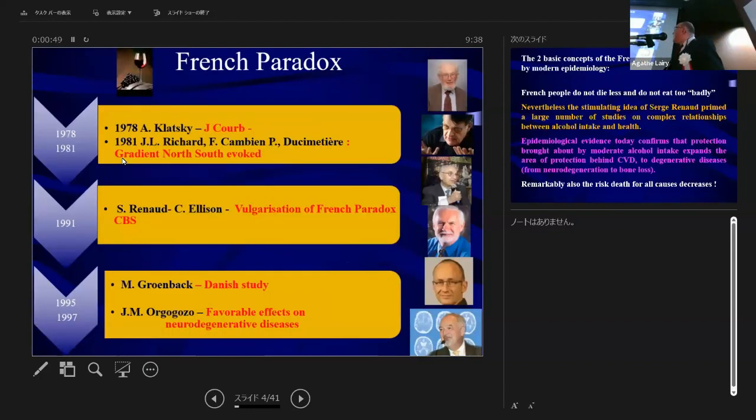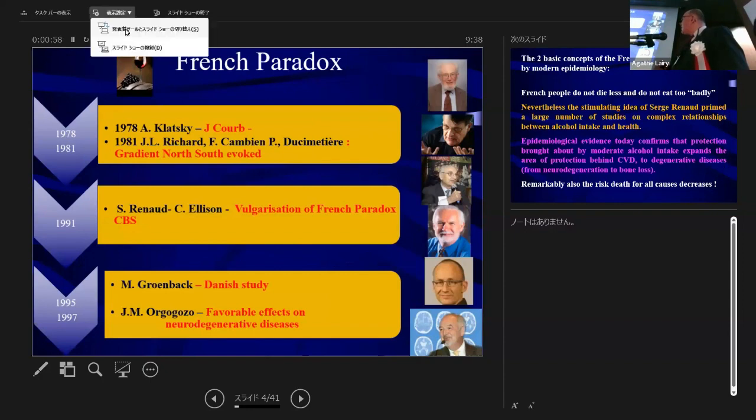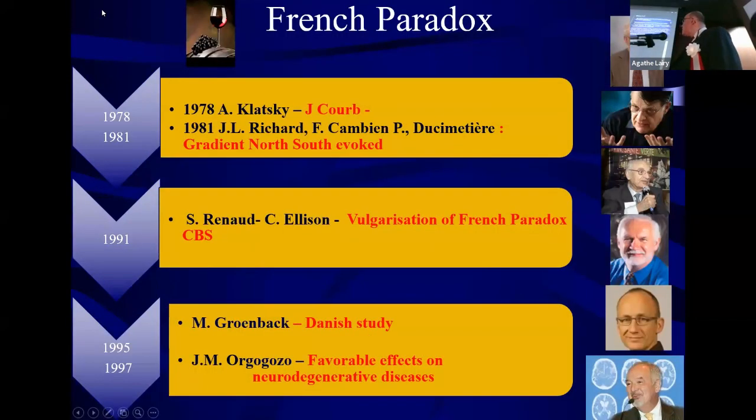What is important concerning the French paradox is to see what is the history. And so you can see here, since 1978, Arthur Klatsky was working and was preparing what we call the J-curve.